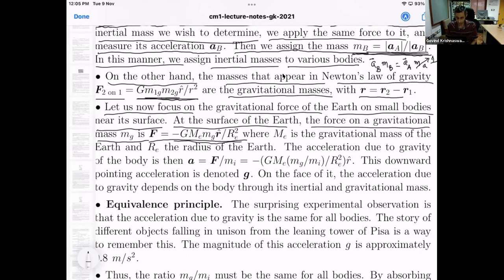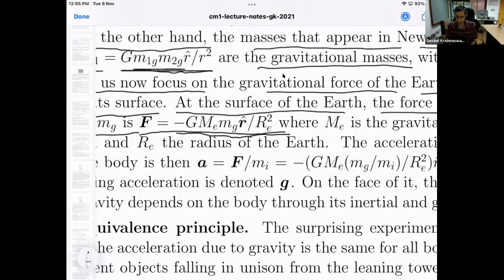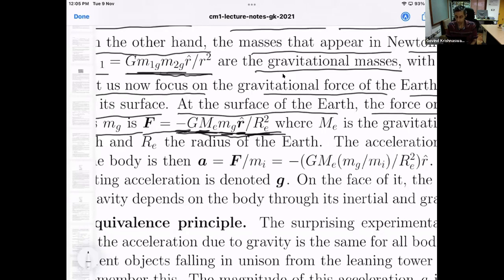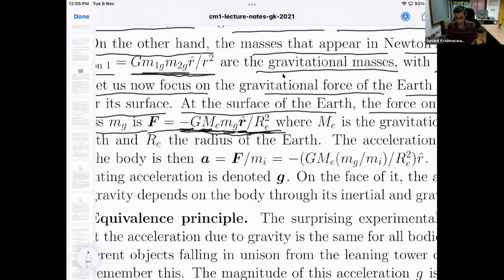upon r squared. Here, me is the gravitational mass of the Earth, mg is the gravitational mass of the body of interest, r hat is the unit radially outward pointing vector, and since the force is downward, it is in the direction minus r hat. And then you have the square of the distance, in this case, which is roughly the radius of the Earth. So this is the force felt by a body near the surface of the Earth.